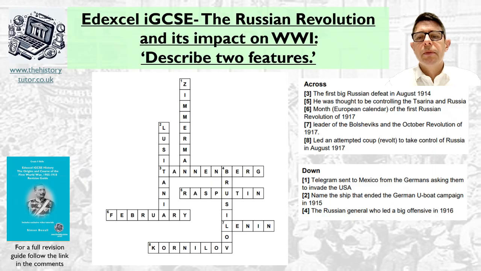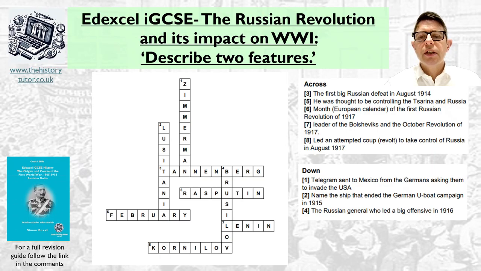Number 5, who is thought to be controlling the Tsarina and Russia? That was Rasputin. Of course, he was assassinated in 1916. It shows the sort of crisis that was developing in Russia at the time, that they thought the Tsarina and Rasputin were in charge of the country.